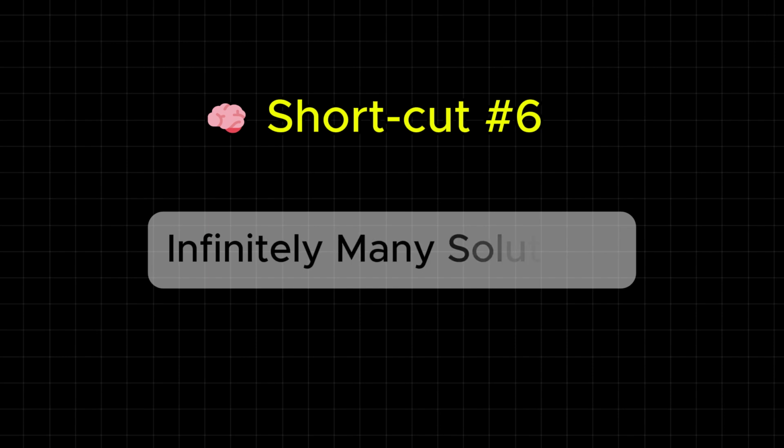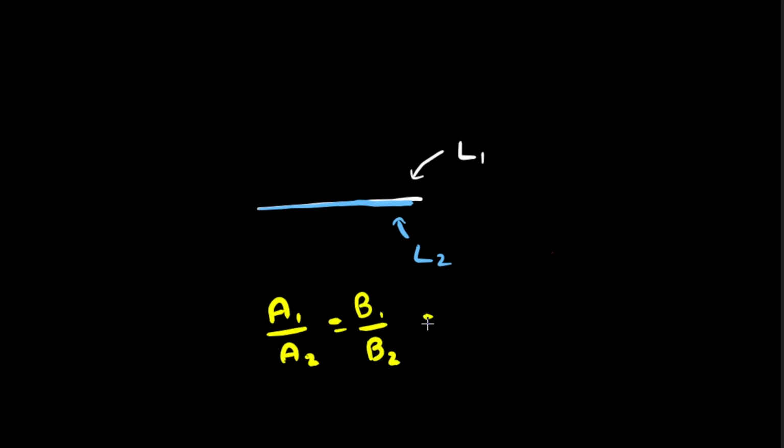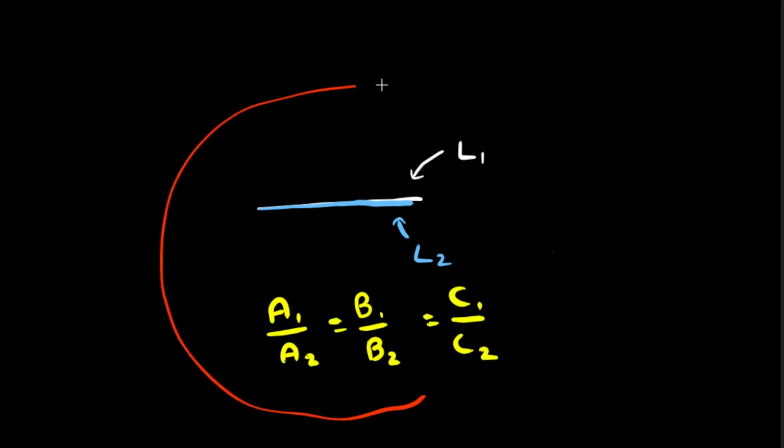Shortcut number 6. Systems with infinitely many solutions. This means the two lines are completely identical and sit right on top of each other. The shortcut rule is a1 over a2 equals b1 over b2, which also equals c1 over c2. Let's look at the last practice problem to see how easily this works.